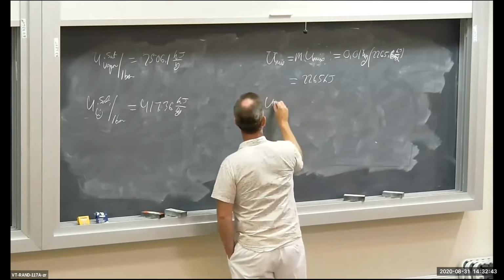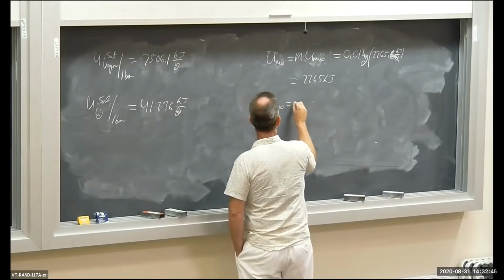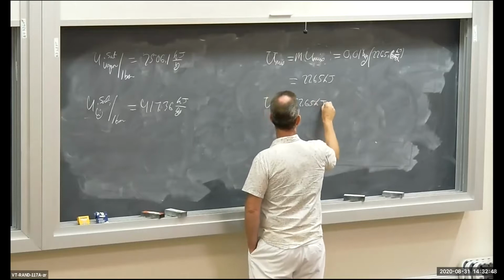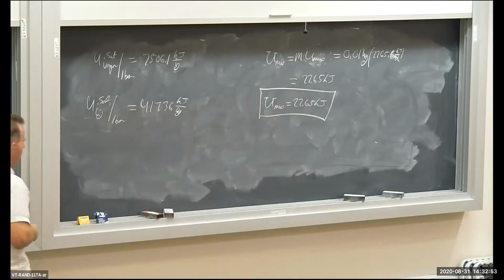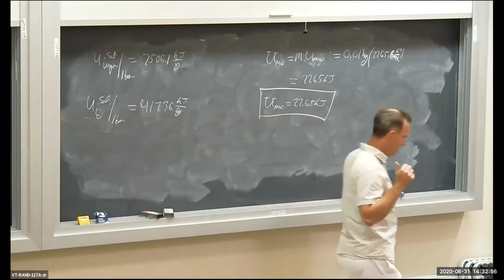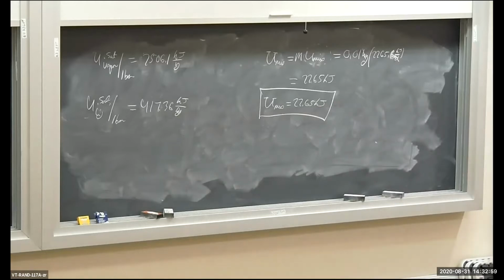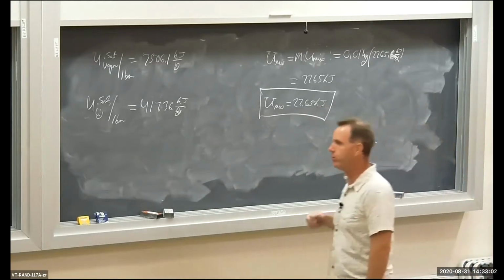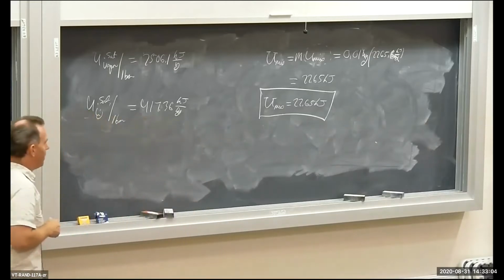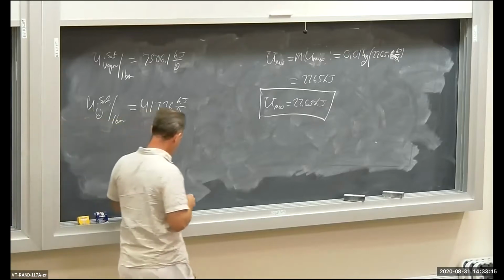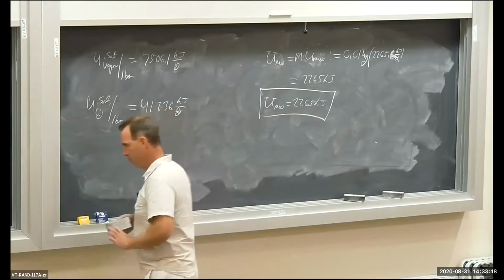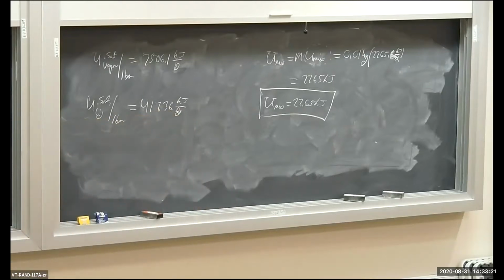U mix equals 22.65 kilojoules. Box it up. That's it. All right? So that's our internal energy for the mixture. Quality is 88%. 22.65 kilojoules is the internal energy of our saturated vapor mixture. Okay? All right, we're going to finish off one last little thing, and then we'll be done.